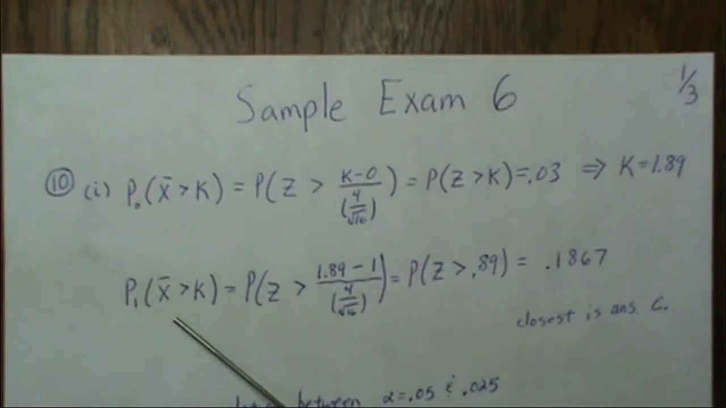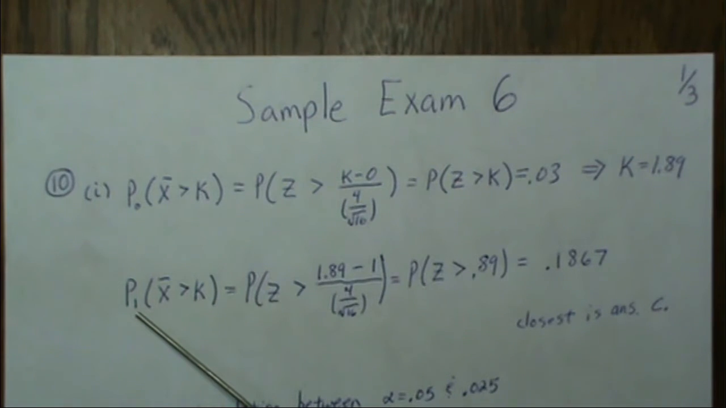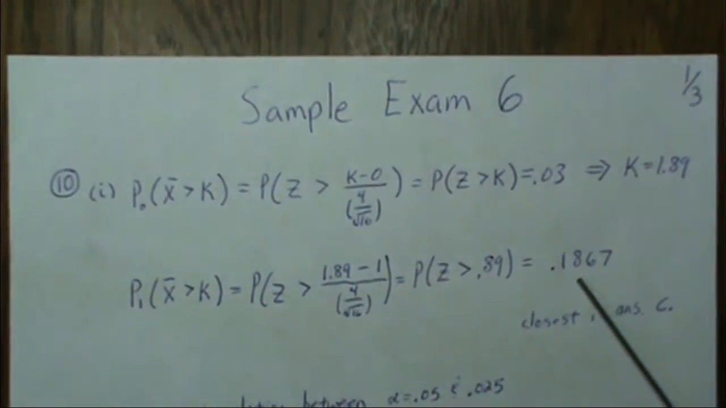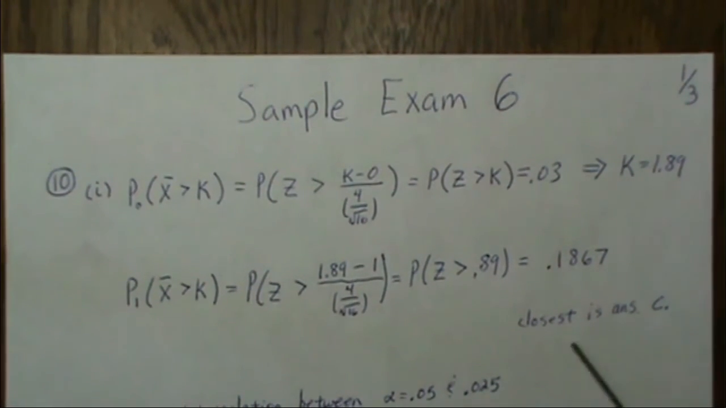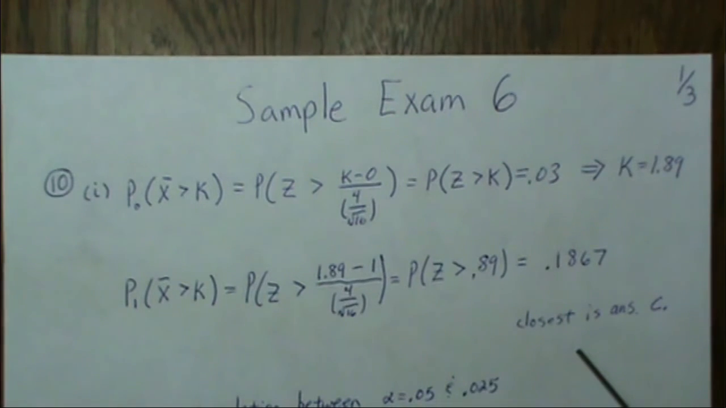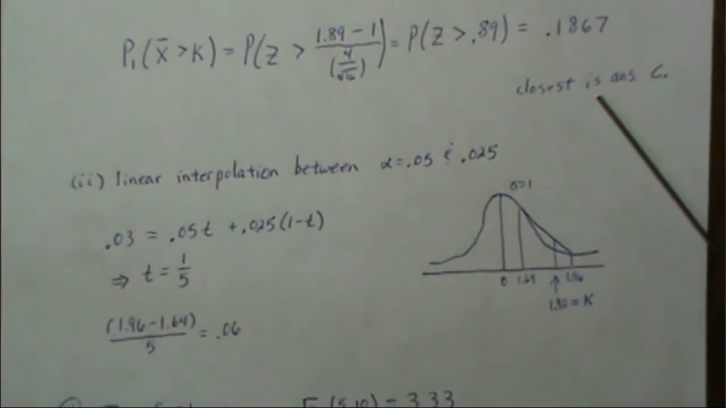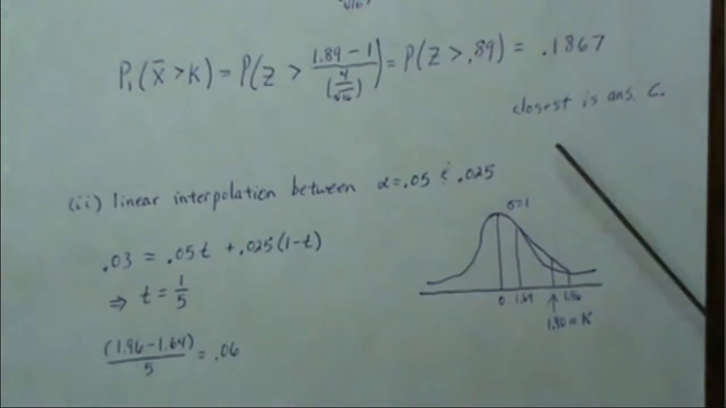Now to calculate power under the alternative hypothesis, again, subtract the mean, but we're under the alternative, so it's 1, not 0. Divided by the standard deviation, we get z is greater than 0.89, which when you look this up is 0.1867. Now the answer is closest to C, and the only way that I could come up with their solution, and I don't know what tables are available on exam day, is if you use linear interpolation, you can come up with the answer that they have.